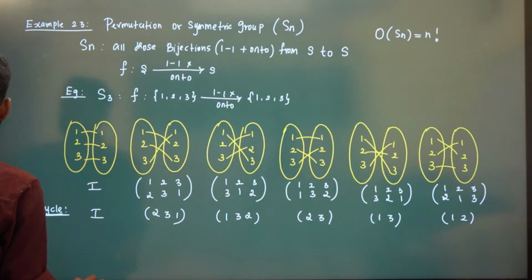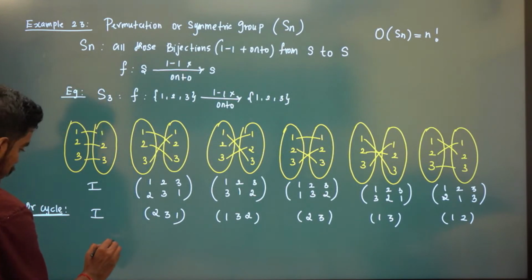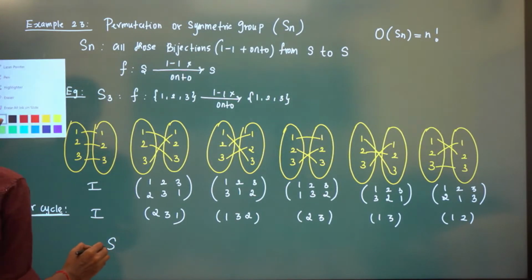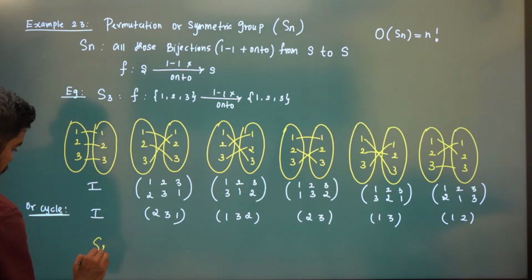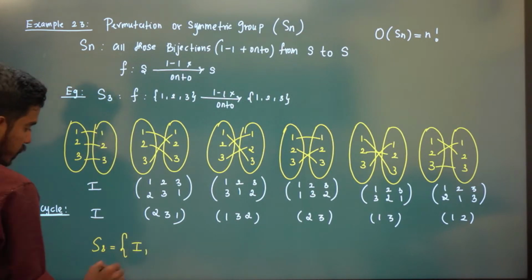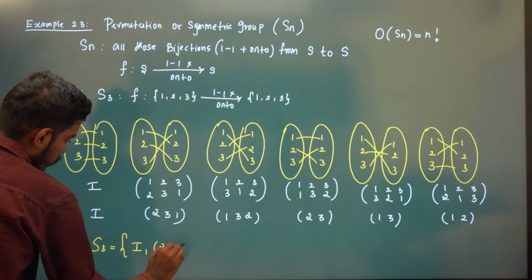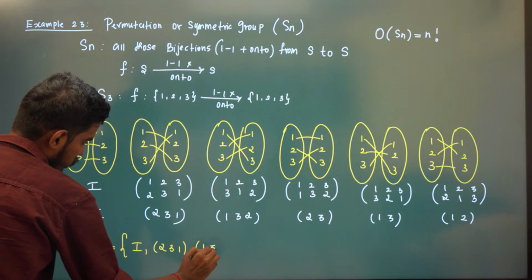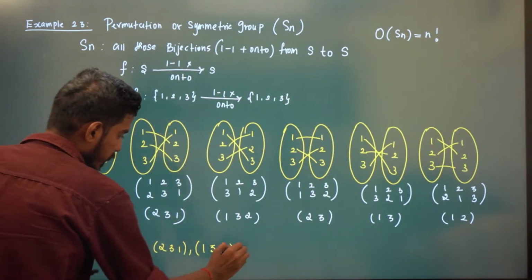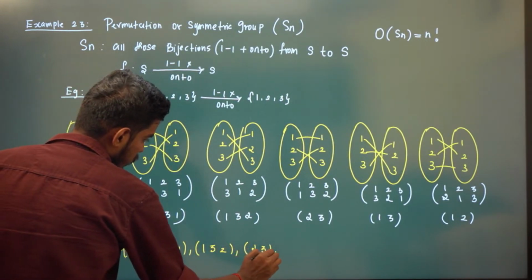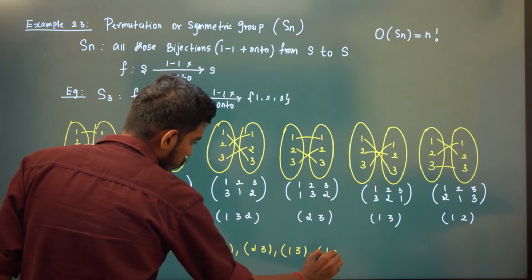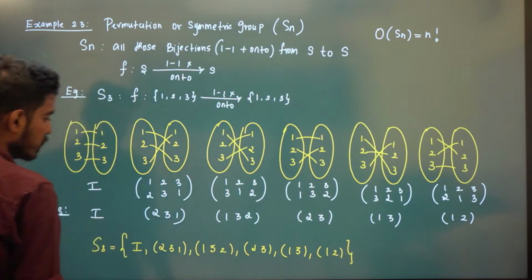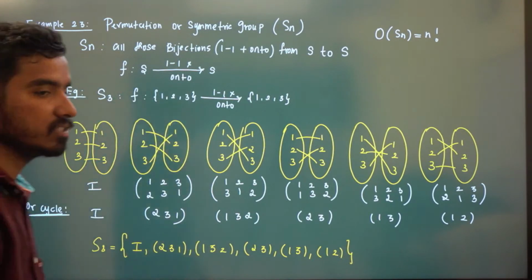So therefore, S3 consists of 6 elements. What are those? One is ID, the others are 231, 132, 23, 13, 12. These are the 6 elements. Is it clear? Is this slide clear?